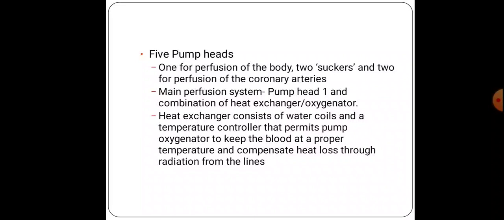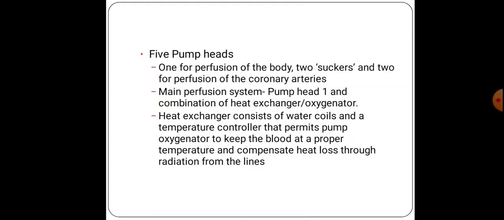First, the main perfusion system, which is pump 1, is connected to the aorta. Pump head 1 with the combination of the heat exchanger and oxygenator is the main perfusion system, because with the help of the heat exchanger and oxygenator we can get the oxygen. Pump head 1 is connected to the aorta and supplies the blood to other parts of the body. So this is the main perfusion system.